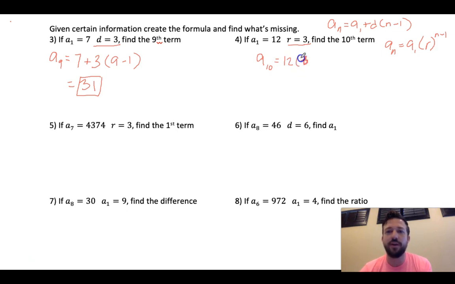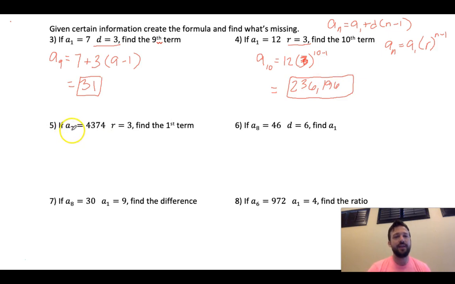I don't know why I put an R. 3 raised to 10 minus 1, which is 9, right? So it's going to be 3 to the 9th times 12. And that comes out to a very large number, which I would have expected, which is going to be 236,196. And there is your answer for the 10th term.